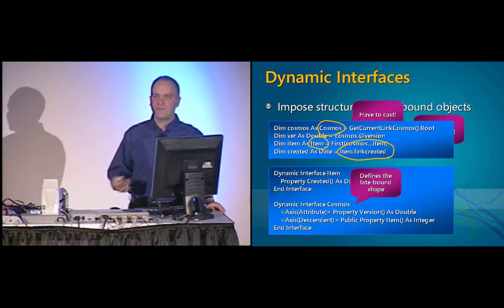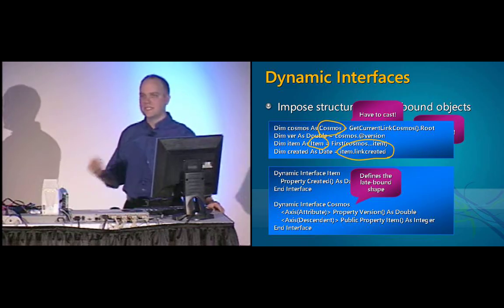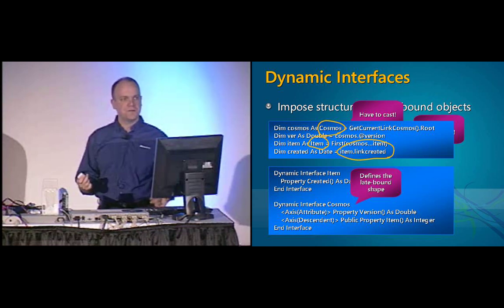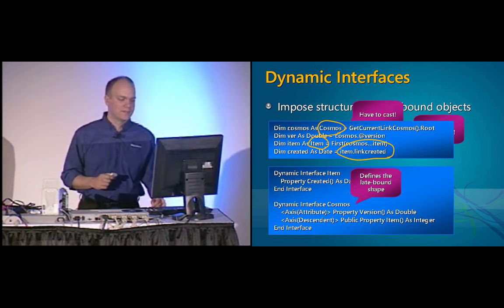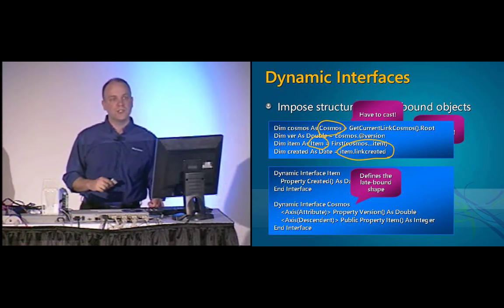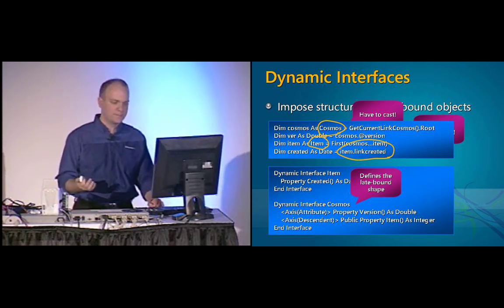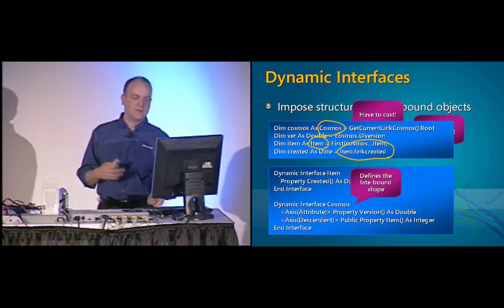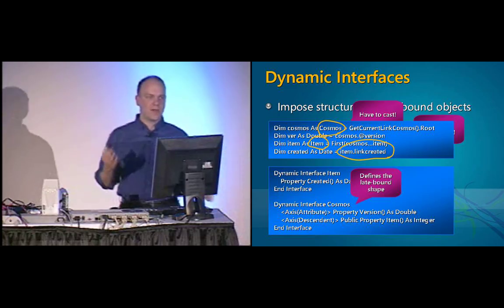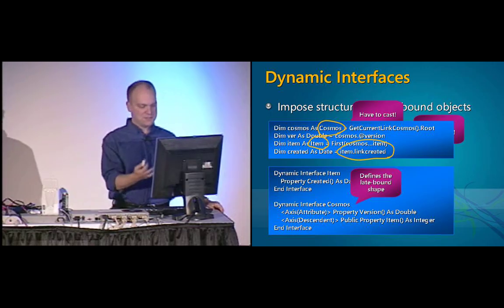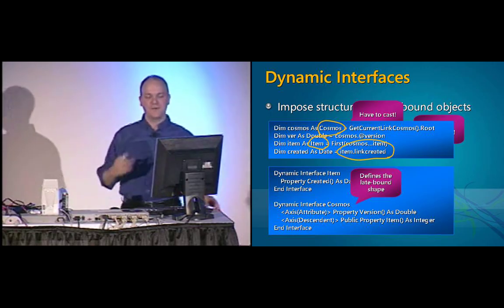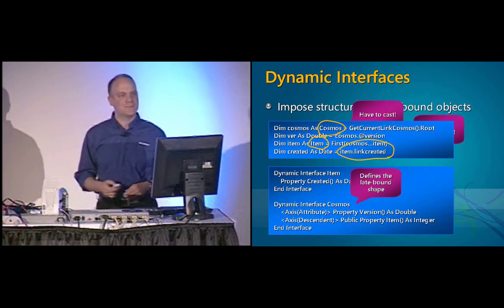Similarly, I've created a dynamic interface called Cosmos. And anytime I cast an object to this dynamic interface, I promise that it's going to have an attribute property called version, whose type is double. And it's going to have a descendants property called item. Actually, I apologize, on the slide it's going to be of type item, not integer. I think I had some IntelliSense problems there.